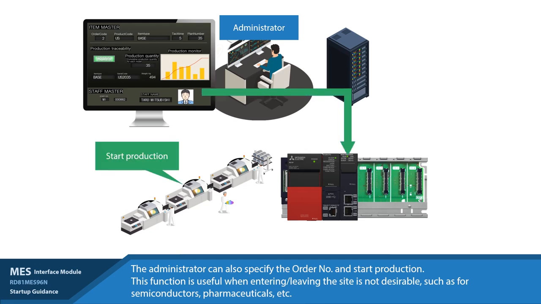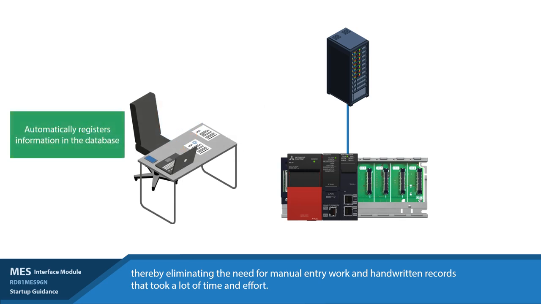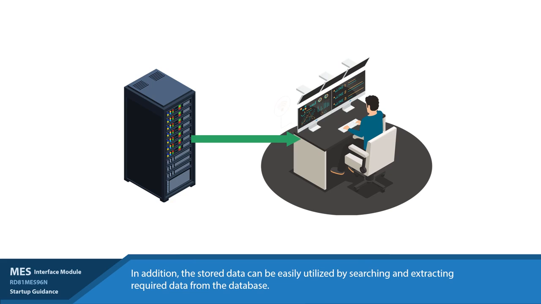The system can also be configured to allow administrators to specify the order number and start production remotely. This is useful when entering or leaving the site is not desirable, such as for semiconductors, pharmaceuticals, etc. Another key benefit of the MES module is that customers can eliminate the time-consuming process of manually collecting and recording production data.